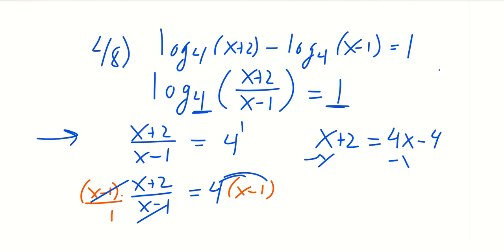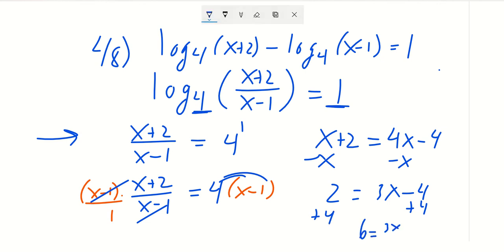Get all of your x's to one side, so subtract x. We get 2 equals 3x minus 4. Isolate the x, add 4. We get 6 equals 3x. Divide by 3. Cancels, and we should get x is 6 divided by 3, which is 2.